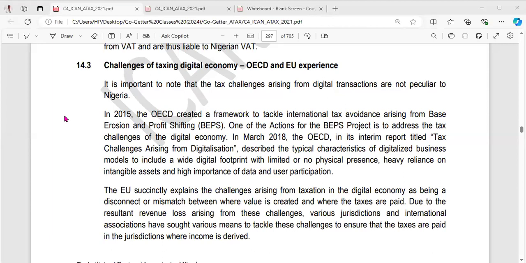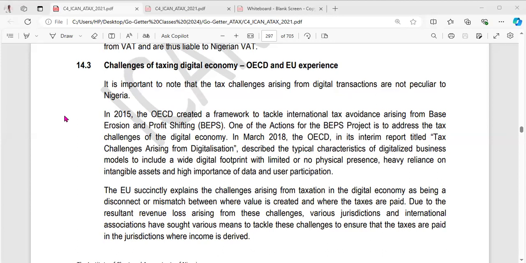In March 2018, the OECD, in its interim report titled Tax Challenges Arising from Digitalization, described the typical characteristics of a digitalized business model to include a wide digital footprint with limited or no physical presence, heavy reliance on intangible assets, and high importance of data and user participation. Digital footprint. They made a mark in Nigeria.